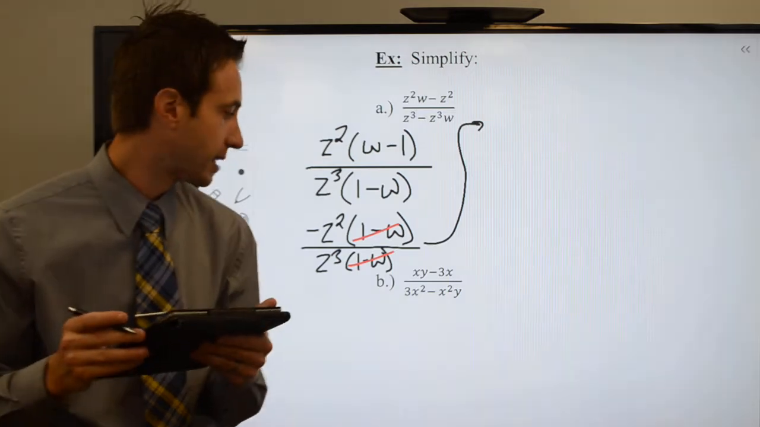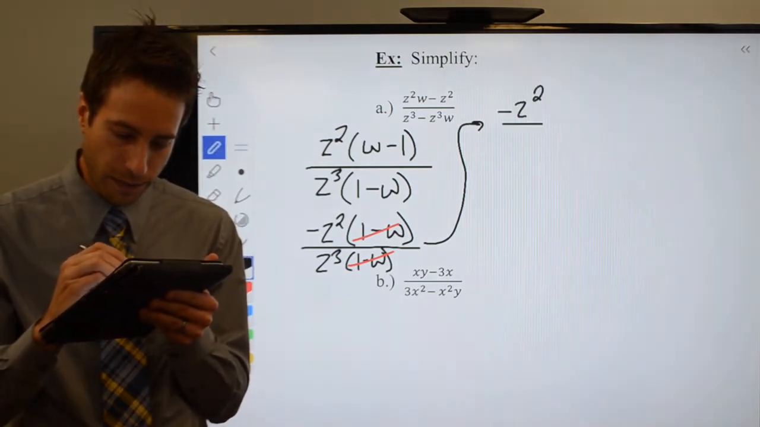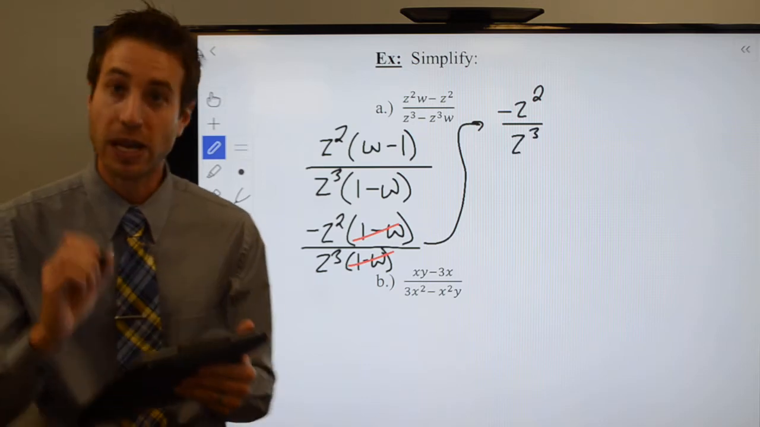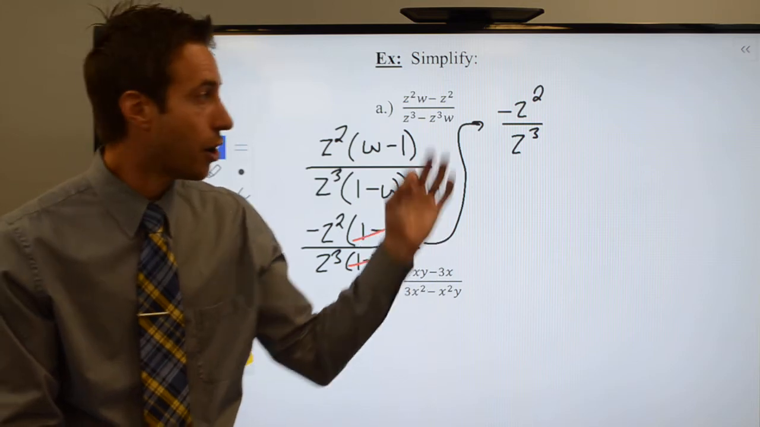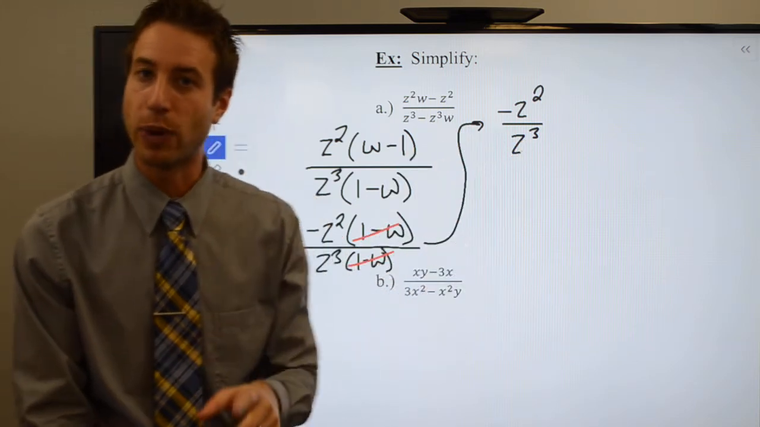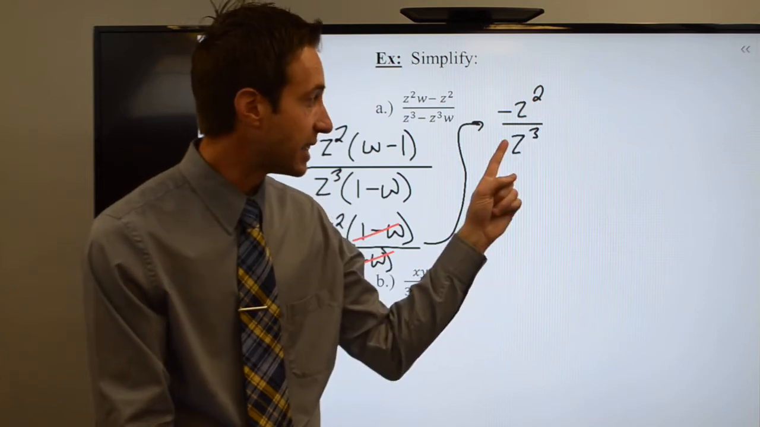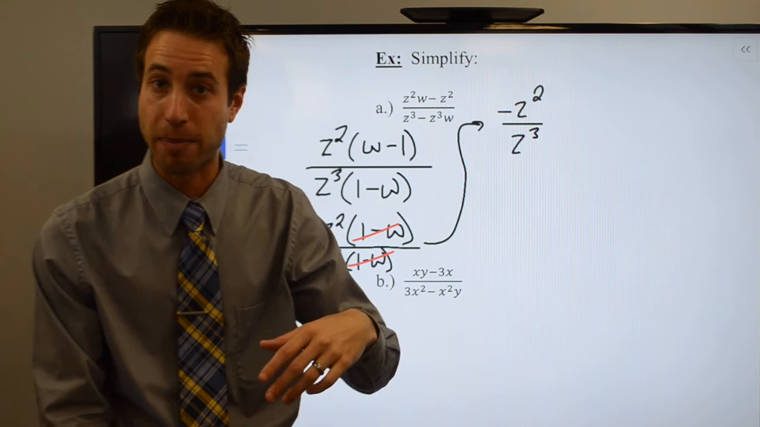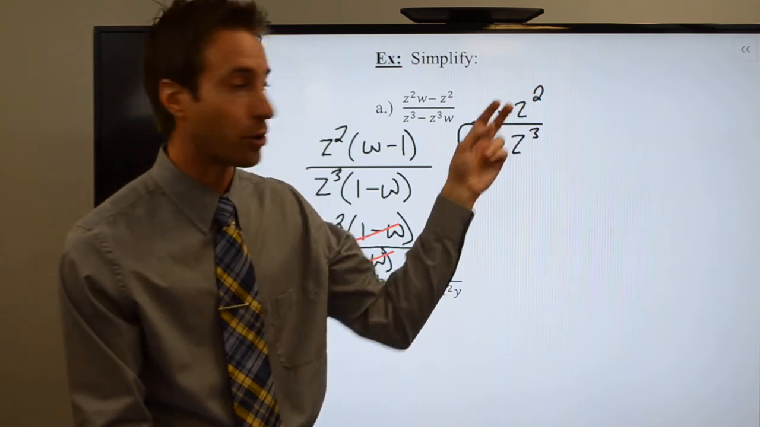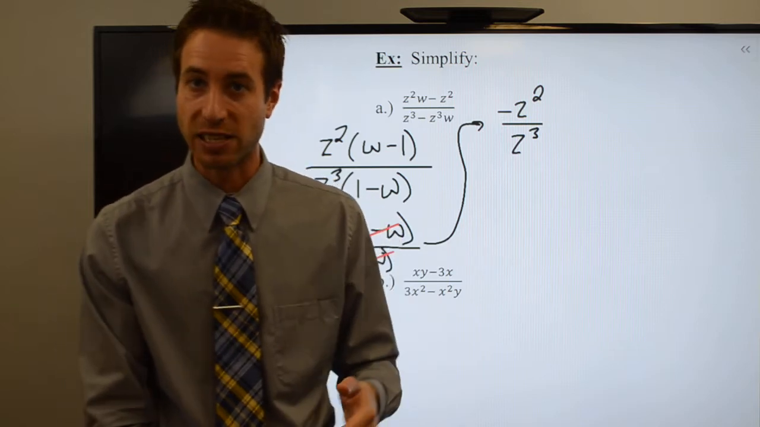Move up here where you guys can see. That leaves me with a negative z squared over z cubed. I'm not done yet. 2 z's in the top, 3 z's in the bottom. There's two ways of thinking about this. You can either write z times z, z times z times z, and then cancel like terms top and bottom. 2 of the z's in the top will cancel with 2 of the z's in the bottom and leave you with a z. Or think about it as properties of exponents.